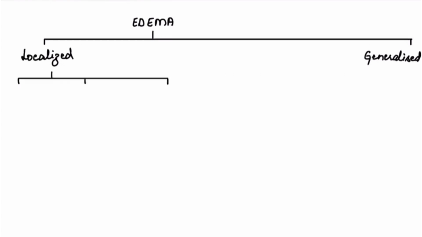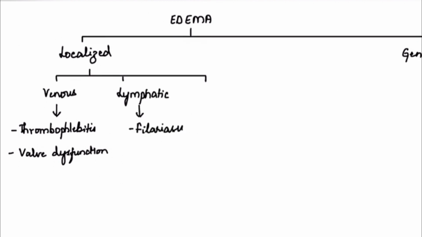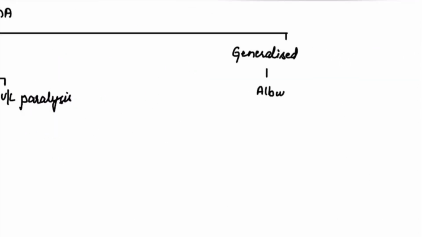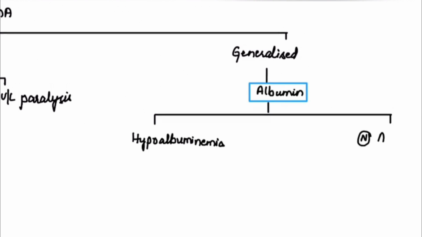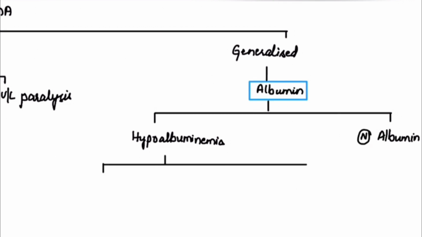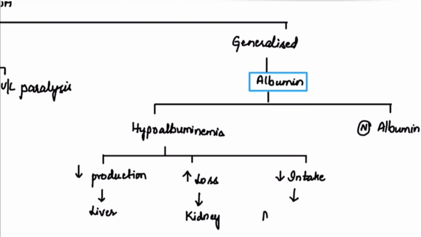So now whenever there is edema, see if it is localized or if it is generalized. So if it is localized, only think about three causes: venous obstructions, which include thrombophlebitis, deep vein thrombosis, valve failure, or lymphatic obstruction, which may be because of filariasis or unilateral paralysis. If it is generalized edema, then see the albumin content. The albumin content may be low, that is hypoalbuminemia may be present, or it may be normal. So if hypoalbuminemia is present, that may be because of decreased production. That means liver disease or increased loss like kidney disease, or decreased intake of protein like in protein malnutrition.